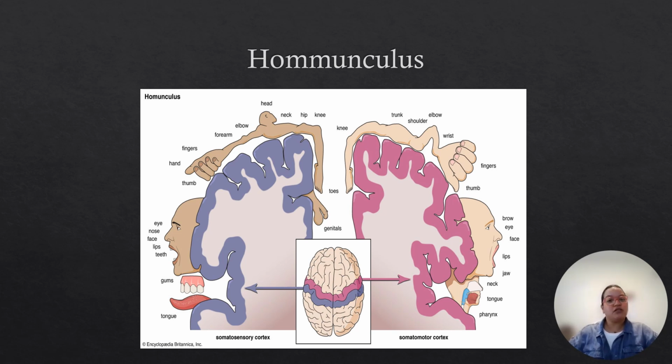So the homunculus is just an image representing what each cortex is going to be covering, what parts of the body, the signal to what part of the body that cortex is responsible for. This image, you might not be familiar with it because this is something that you really don't need to know when you're taking the REEGT exam.